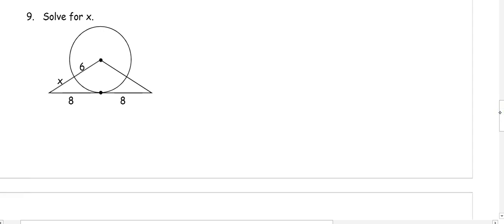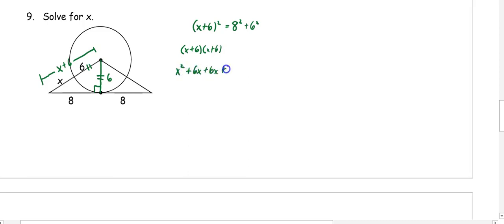Number 9, we have a triangle here, and when I draw in my radius, it's going to create a right triangle. The radius is congruent, so that side would be 6. Remember, this whole length we combine to become x plus 6. So Pythagorean theorem, we'd have x plus 6 squared equals 8 squared plus 6 squared. X plus 6 times x plus 6 multiplies out to x squared plus 6x plus 6x plus 36 equals 100. So we can move the 100 to the other side. So we get x squared plus 12x minus 64 equals 0.